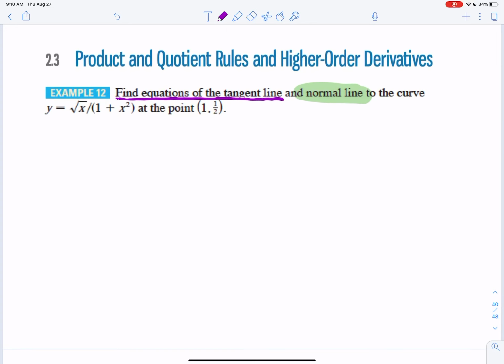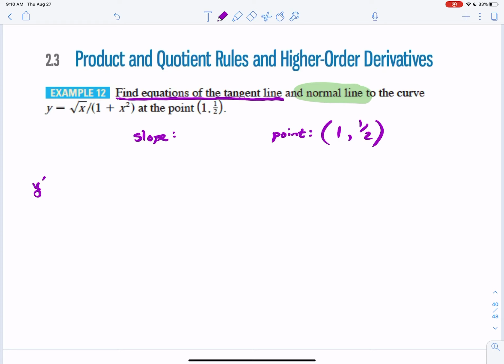Okay, so we want to find the equation of a line, a tangent line, all right? So recall, what two things do you need to make an equation of a line? We need a slope and we need a point. Okay, we did this in the last few lessons, right? So we already have a point, 1 comma 1/2. All we need is a slope. Well, how do you find the slope of a tangent line? Slope of a tangent line is your instantaneous rate of change, also known as your derivative, right? So we need to find y prime here.